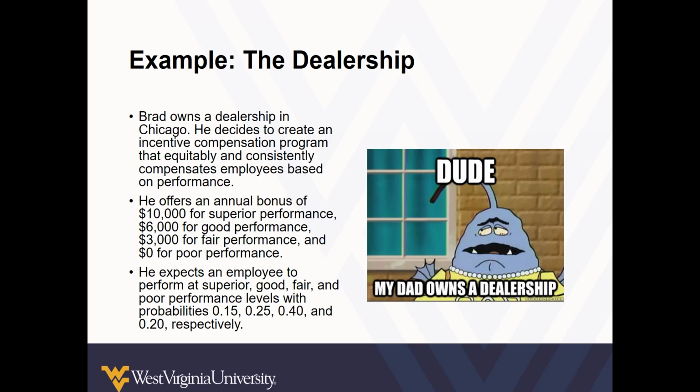He offers an annual bonus of $10,000 for superior performance, $6,000 for good performance, $3,000 for fair performance, and $0 for poor performance. And he expects an employee to perform at superior, good, fair, and poor performance levels with these probabilities.